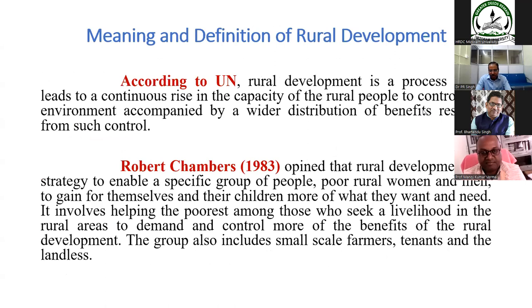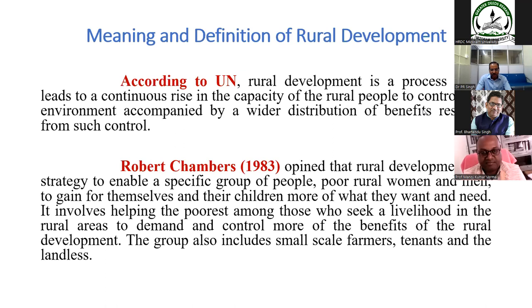So that was a brief introduction to rural development. Another definition is from the United Nations. They define it as a process which leads to a continuous rise in the capacity of rural people to control their environment, accompanied by a wider distribution of benefits resulting from such control. The UN considers this definition on the basis of natural resources available near the villages, because villagers use those natural resources. They develop their own environment, like farm fields, grazing lands, and social forestry activities. They are doing so many things on their particular land. Even in the tribal areas, we are providing tribal rights to harness these natural resources for their own better livelihood.